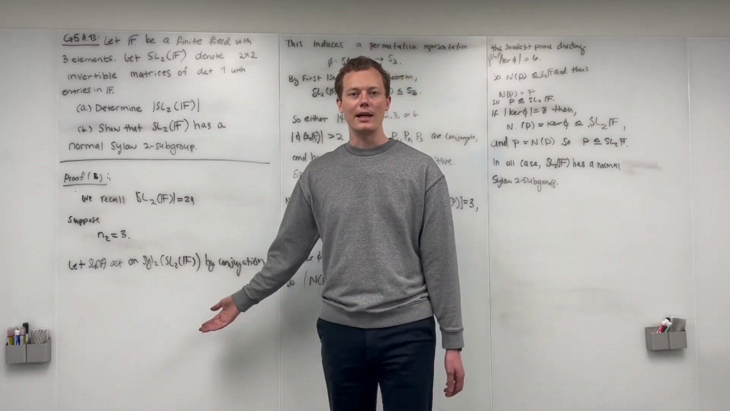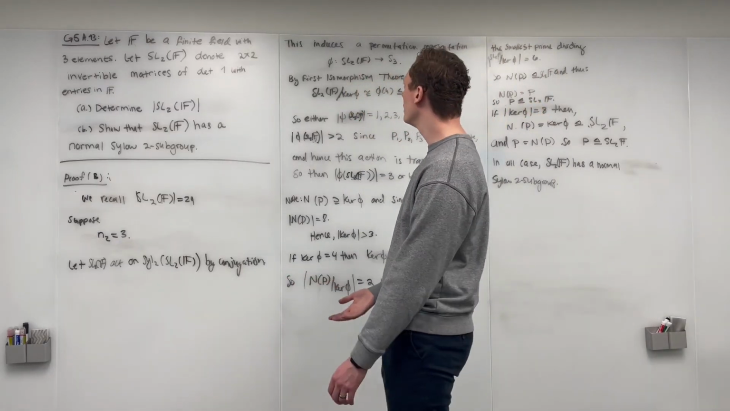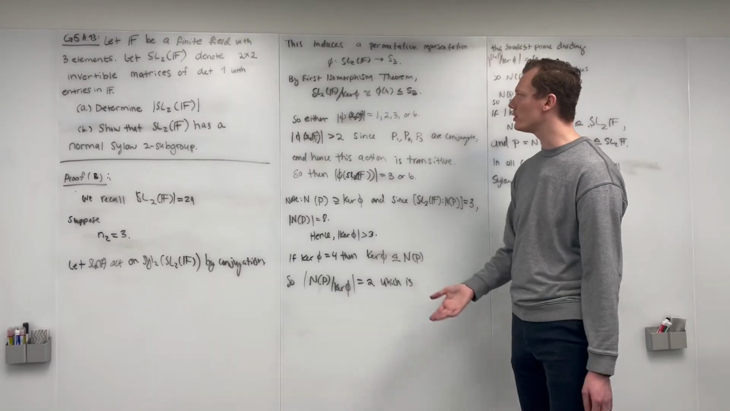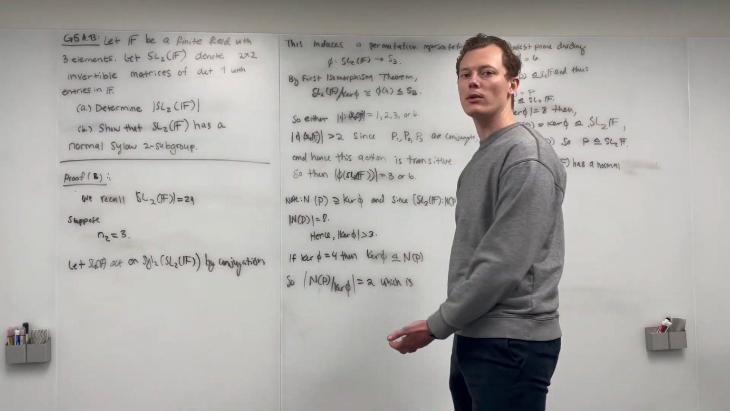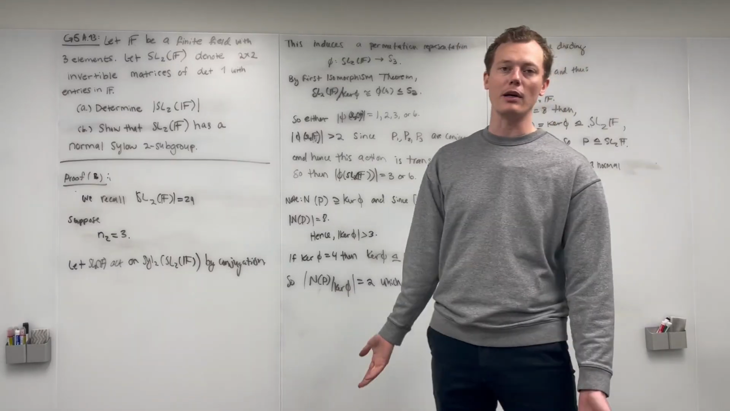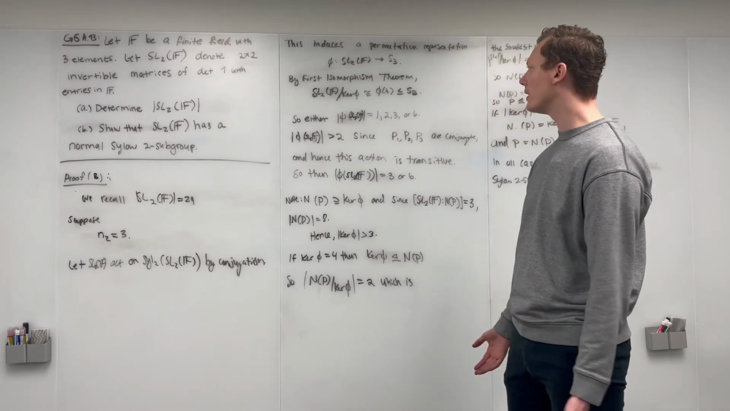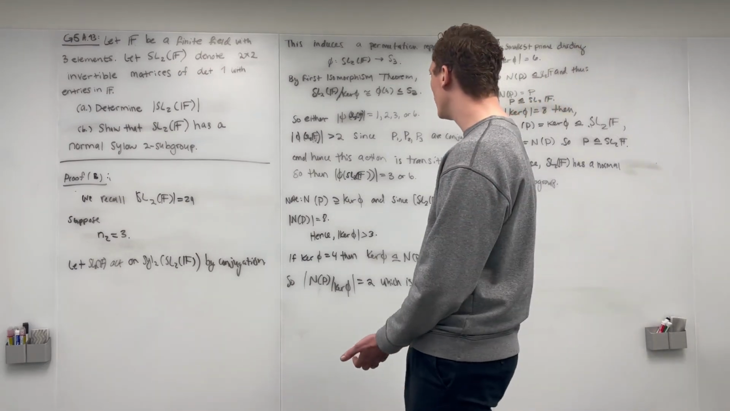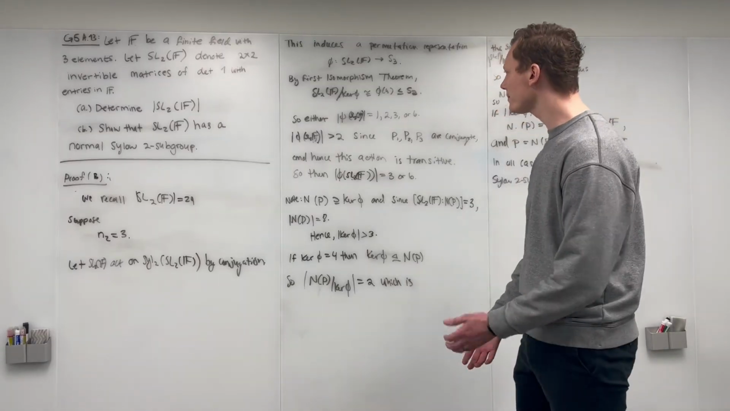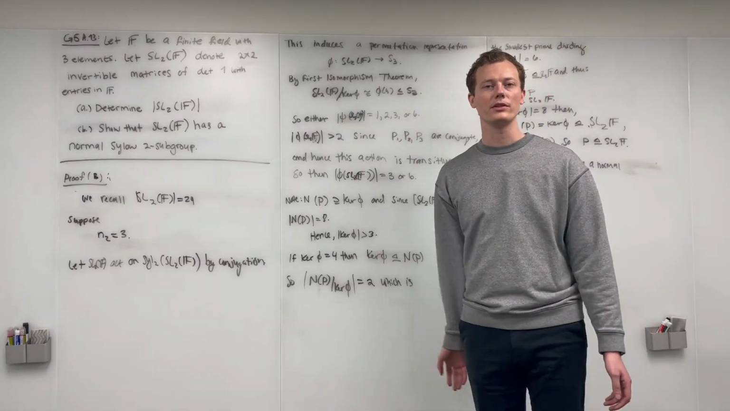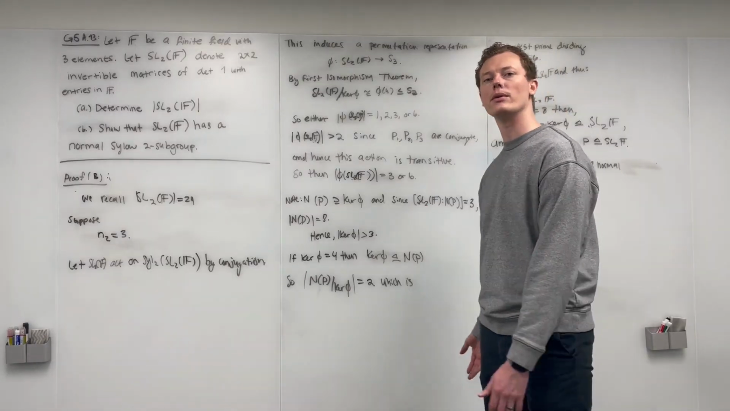Now, let SL2F act on the Sylow 2 subgroups of SL2F by conjugation. This induces a permutation representation phi from SL2F into S3. And so by the first isomorphism theorem, SL2F mod the kernel of phi is isomorphic to the image of SL2F under the permutation representation phi. And this is a subgroup of S3. Because S3 has order 6, the size of the image has to be either 1, 2, 3, or 6.